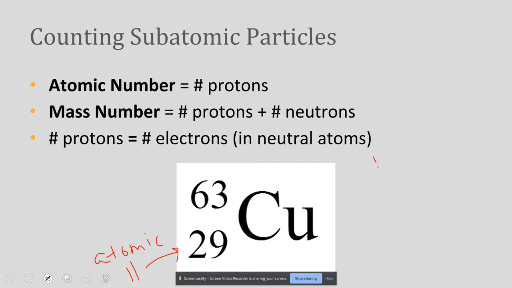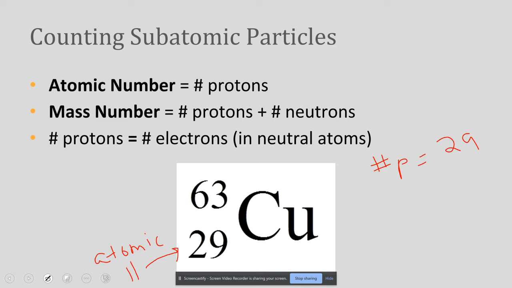So if I wanted to keep just a little diagram right here to keep track of how many subatomic particles I have, I'm just going to be able to do that. So if I know my atomic number is equal to the number of protons, that must mean that I have a total of 29 protons in this particular copper atom.